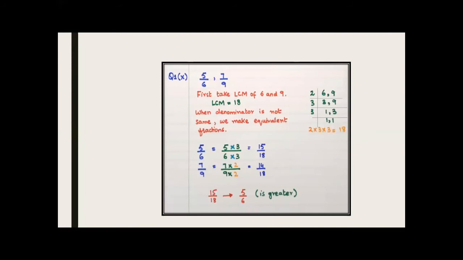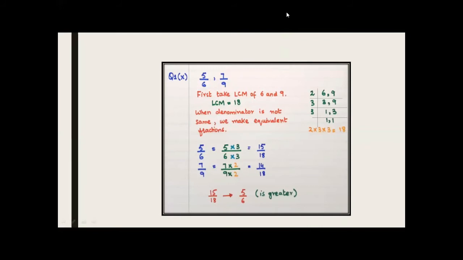Let's come to this example. First, we have to take the LCM of 6 and 9. We have two denominators, 6 and 9. So first we have to take the LCM of 6 and 9. One more important thing is that we will take the prime factors of 6 and 9 by the division method, and then find out the common prime factors of 6 and 9.